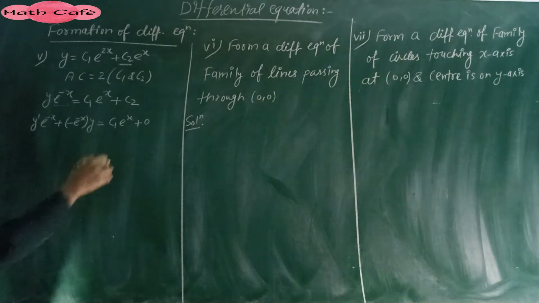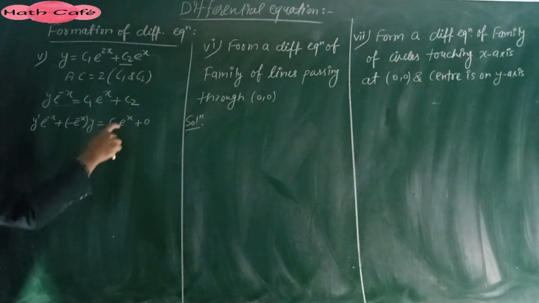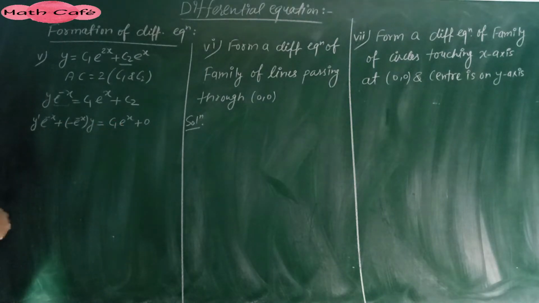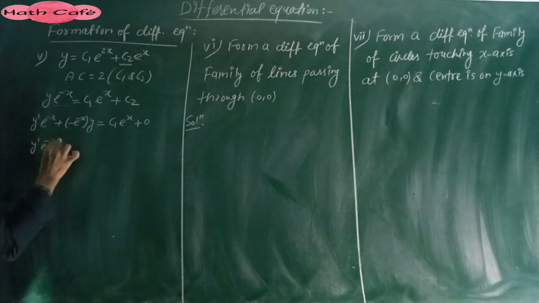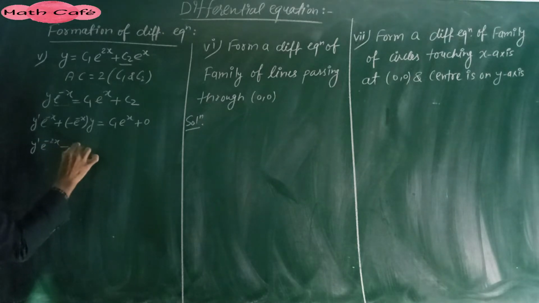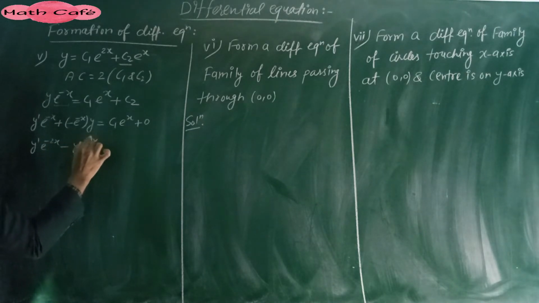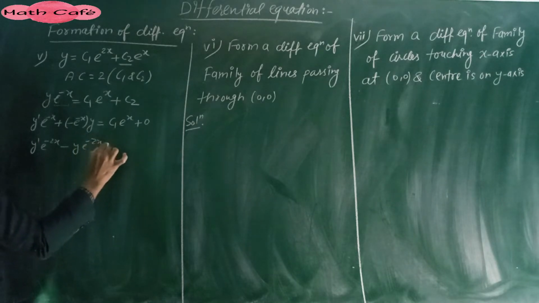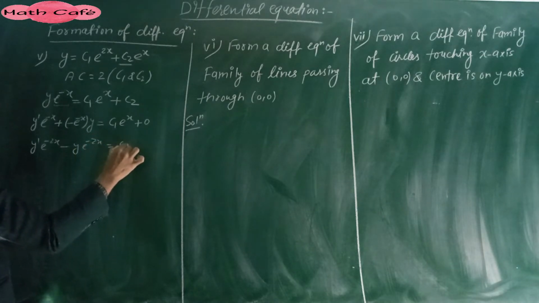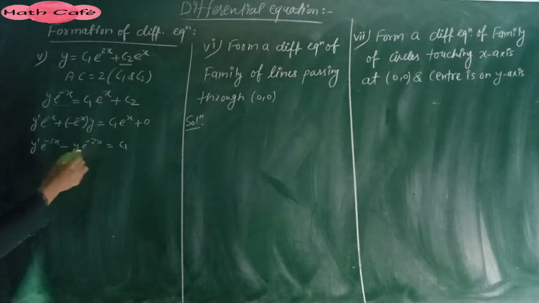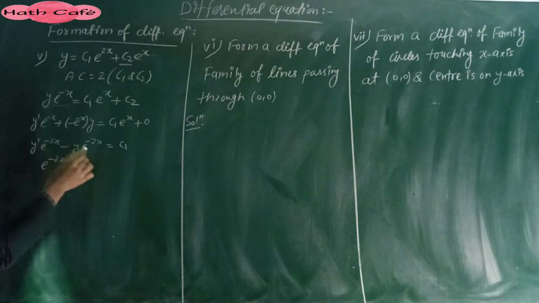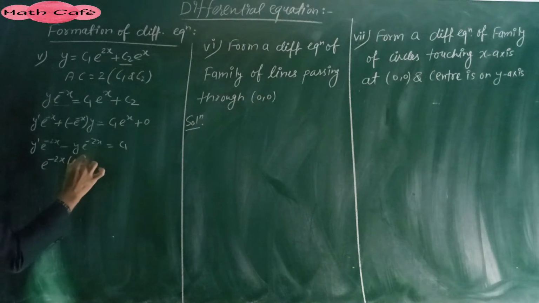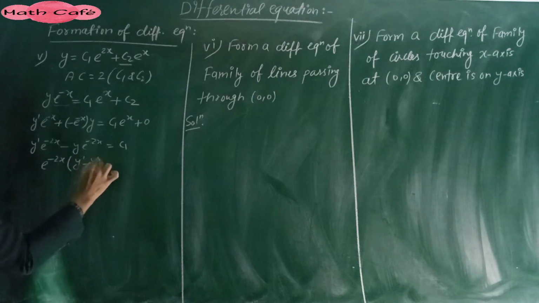Alright, so to remove c1, I can divide again by e raised to x on both sides. So this expression will become y dash into e raised to minus 2x minus y into e raised to minus 2x, and there will be only c1. All right, so I can take e raised to minus 2x common in the left hand side expression. So there will be y dash minus y.